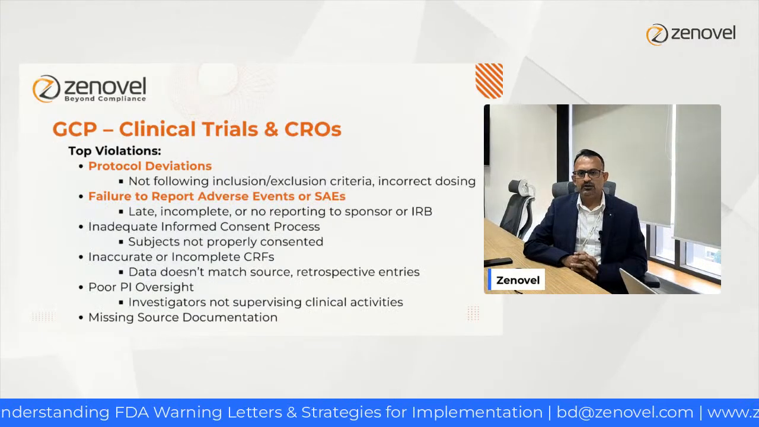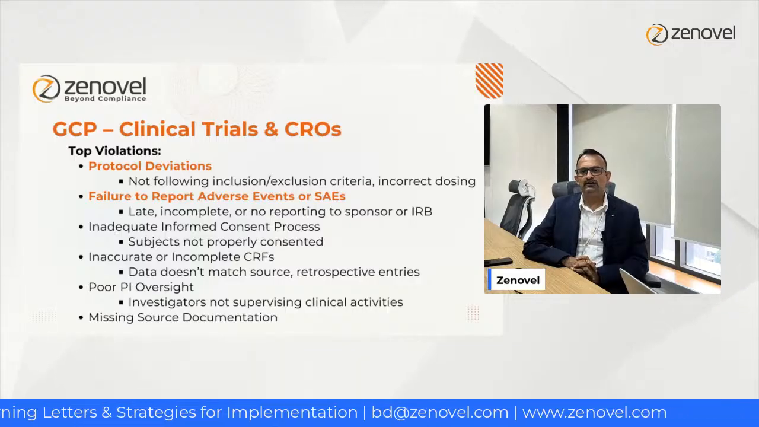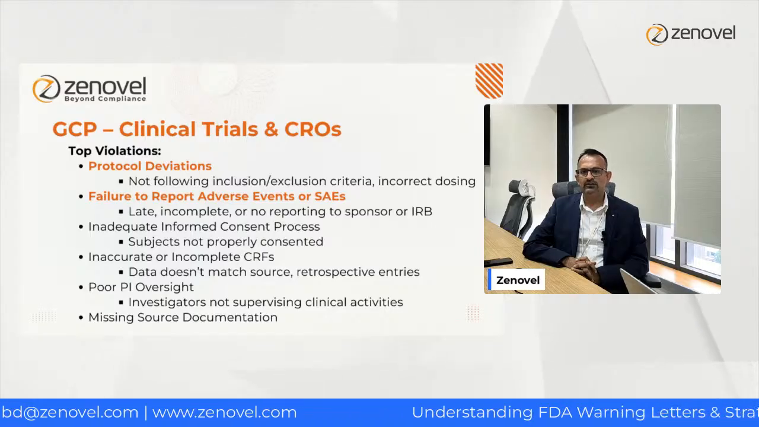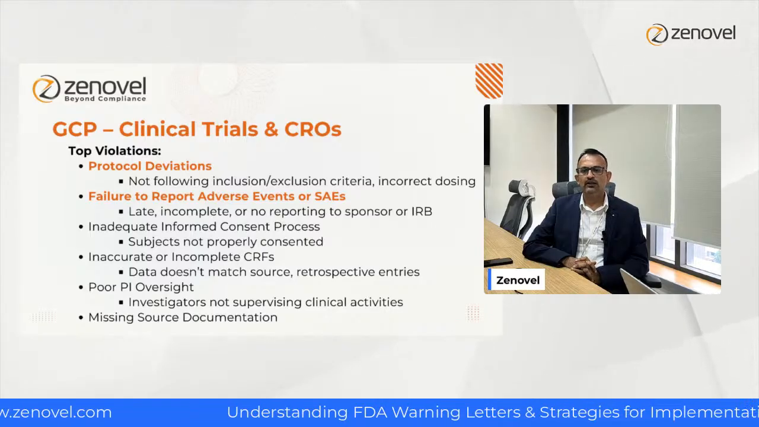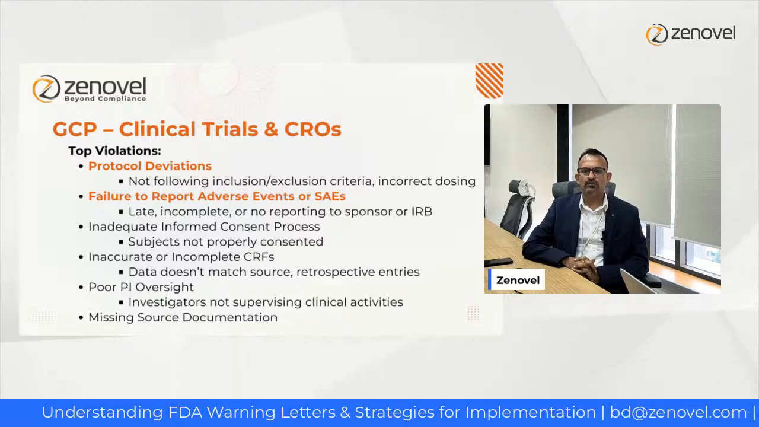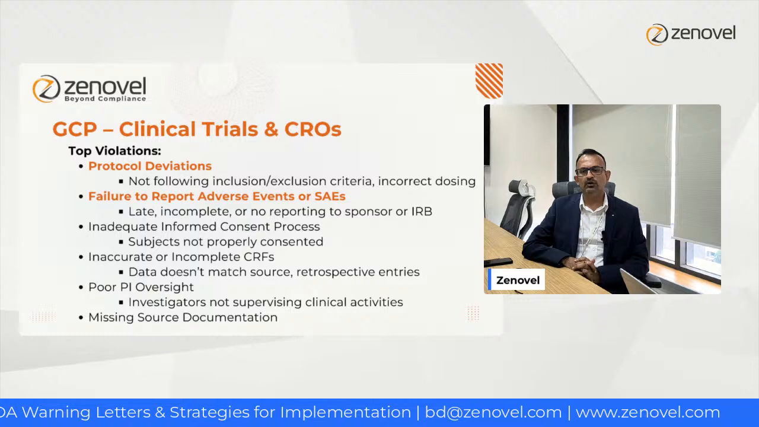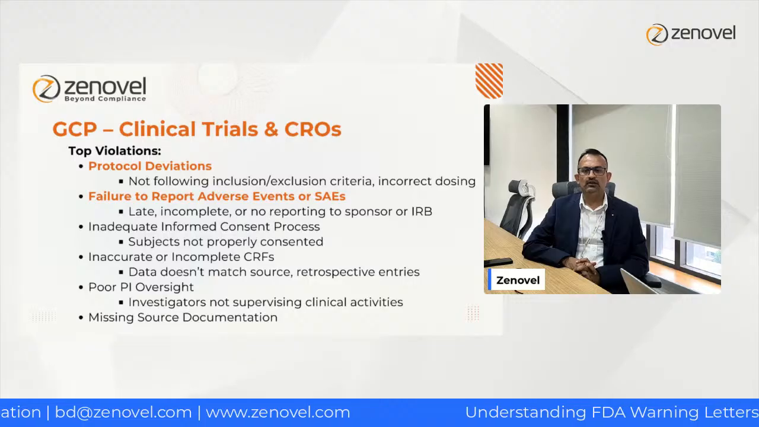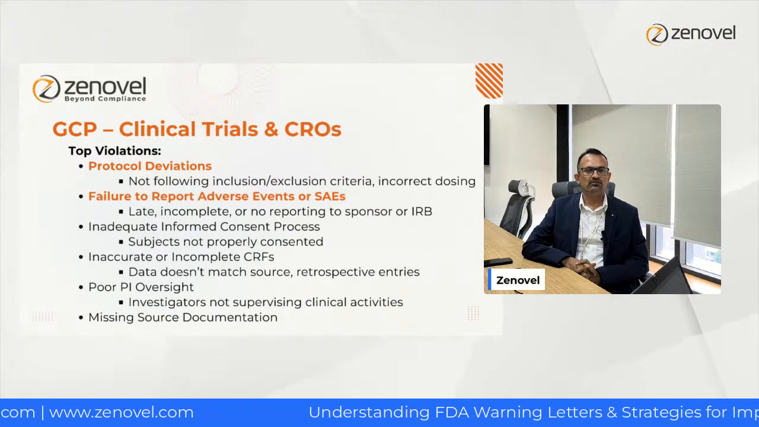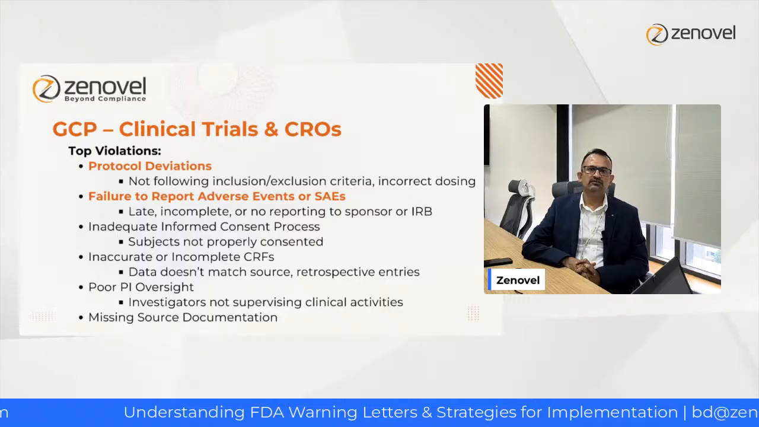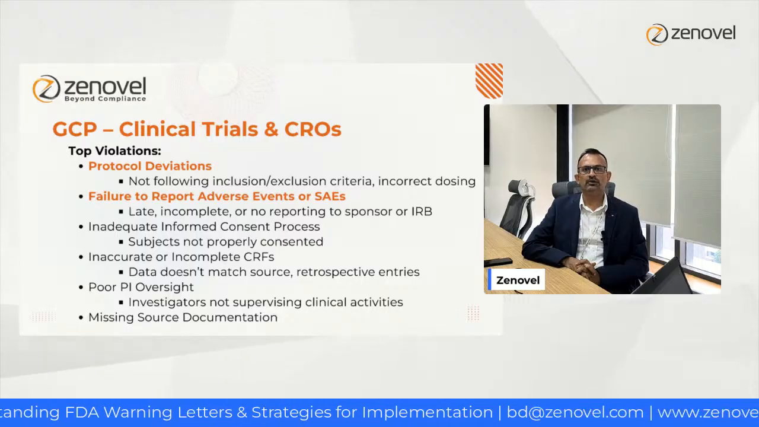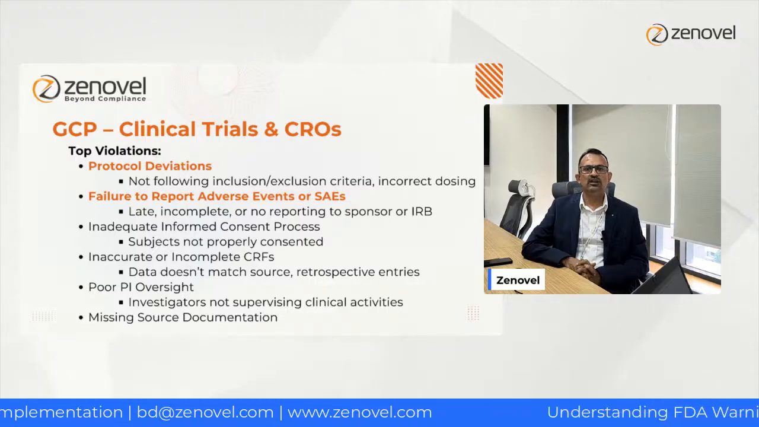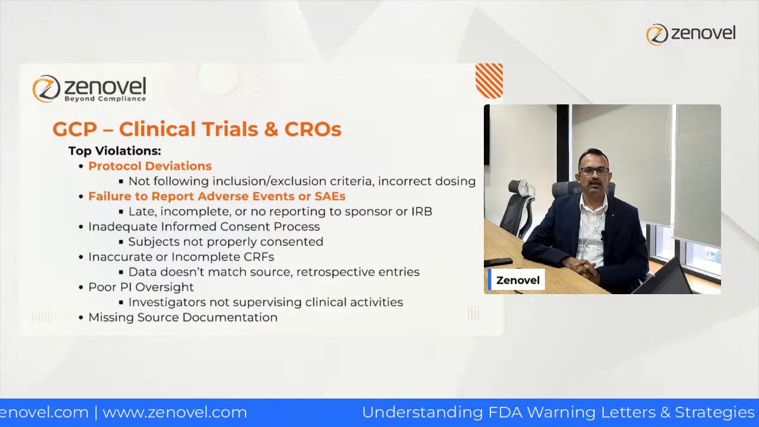Sure, Rakesh bhai. So let's start with the GCP, clinical trials and CROs. We know that in clinical trials or clinical studies, the protocol is a key document. Generally, the study staff does not have proper protocol training, and they are making protocol deviations. Next is failure to report adverse events or serious adverse events. Sometimes for serious adverse events like the death of a patient or subject, the CRO team is not immediately reporting it to the sponsors and IRB.